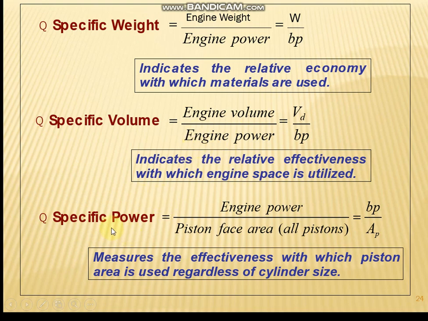And specific power is the engine power divided by piston face area. It measures the effectiveness with which piston area is used, regardless of cylinder size. But these three formulas are not used in our numericals. This is for your information only. Don't do this now, as per university.